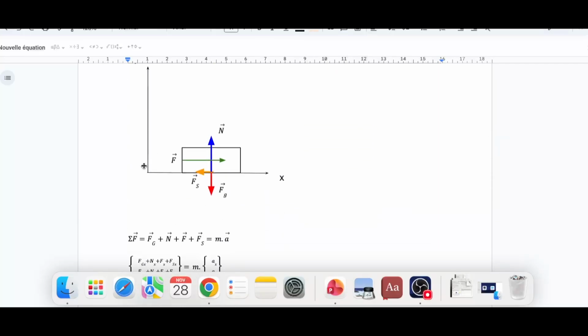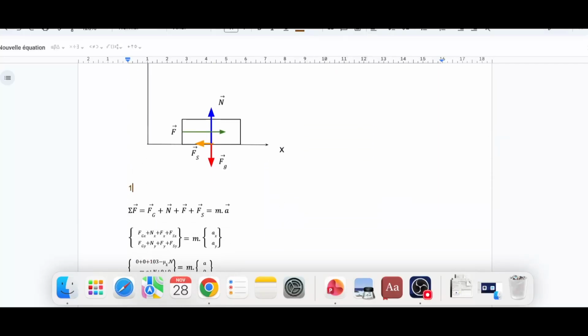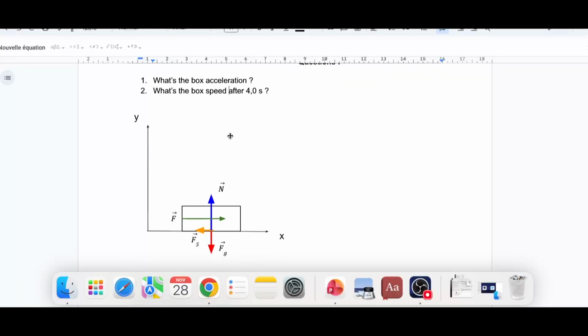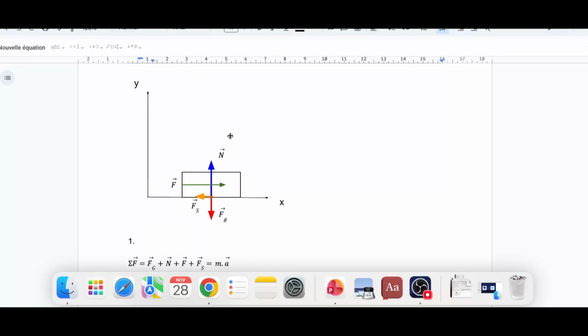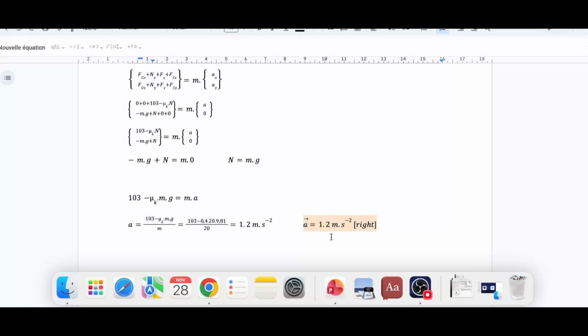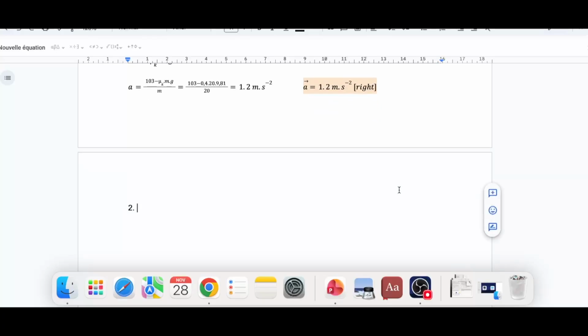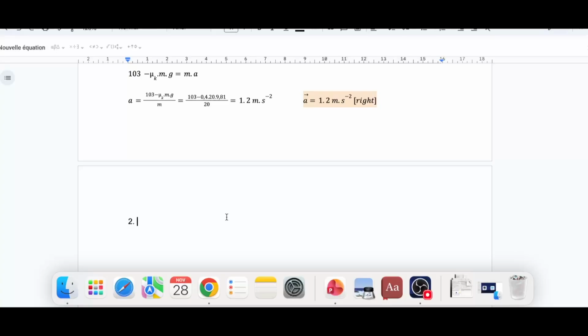So that was only the first question. The second question would be, what's its speed after a few seconds? So after 4 seconds, what's its speed, knowing that its initial speed is 0 and its acceleration is 1.2 meters per second squared? This is actually not a dynamic question, this is a kinematic question, but it's always good to mix the units together and to be able to answer different questions together.